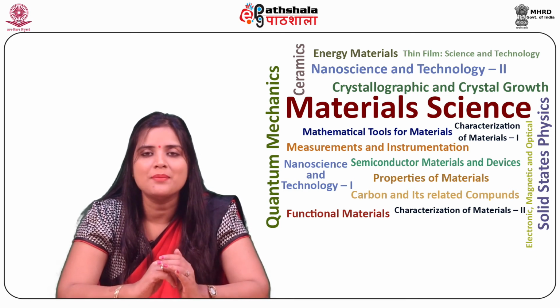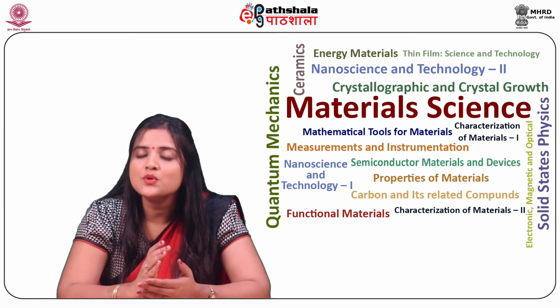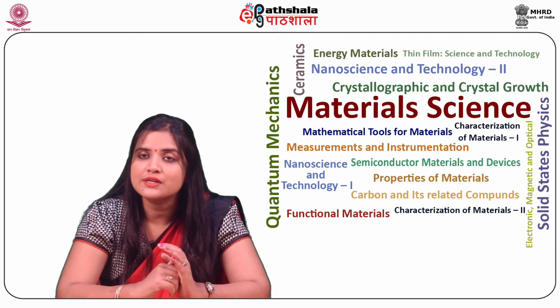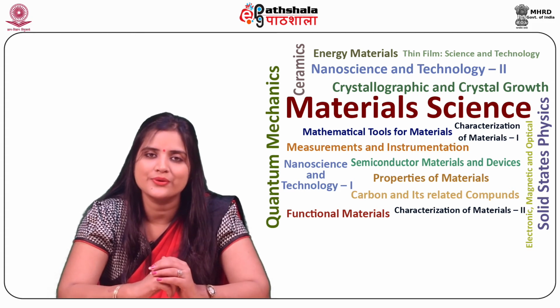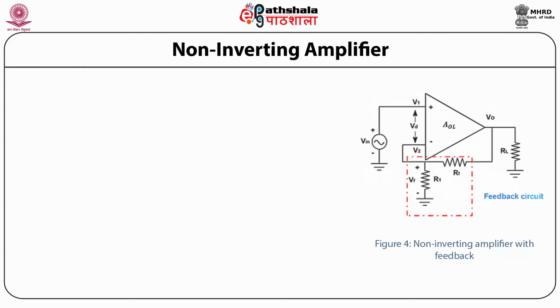Voltage series feedback and voltage shunt feedback are known as non-inverting and inverting amplifiers respectively and are discussed in detail as follows. Let us discuss the non-inverting amplifier in detail. The circuit of the non-inverting amplifier with feedback is shown in the figure.